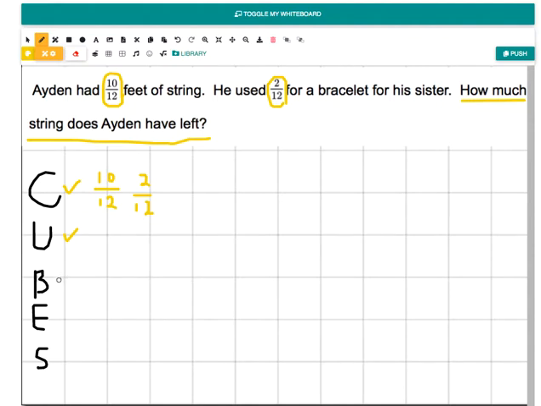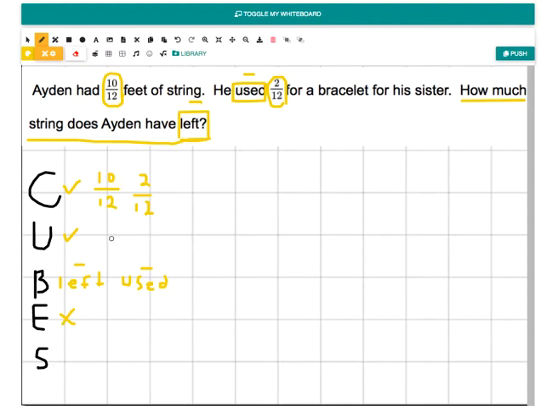So now we're going to box our keywords. It says, how much string does Aiden have left? We've learned that left means subtraction. The word used also means subtraction because when you use something, you get less of it. So we're going to write both of our words down here. Left, I'm going to put a subtraction sign over, and then I'm going to put used. Both of those mean our number is getting smaller. E means to estimate or eliminate any extra numbers, so we don't have to do either of those, so we're just going to put an X here. S means to solve. So all we're going to do is set up our problem.